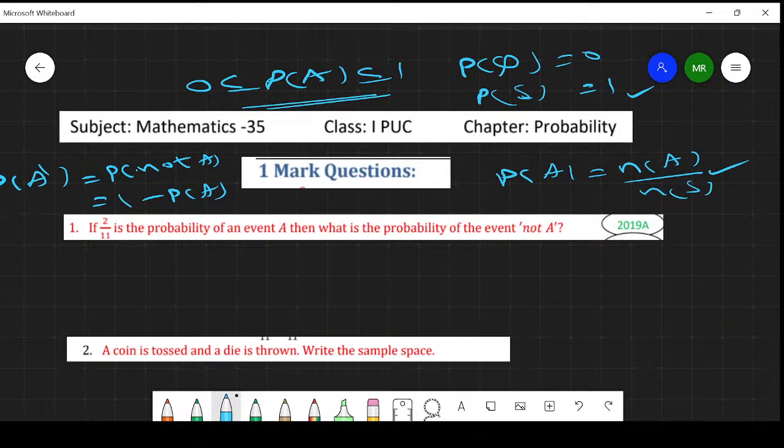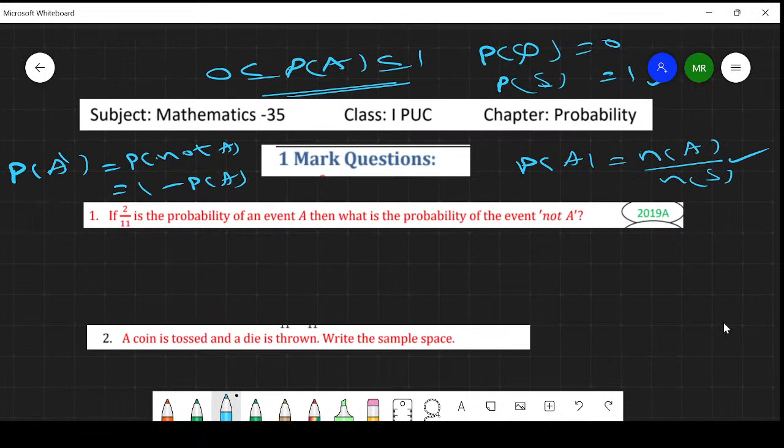Remember, these are the basic things I have given here. I hope you understood. I have explained only basic things here. Please follow the class. Just remember these basics. Probability of an impossible event will be 0. Probability of a sure event will be 1. So P of A dash will be 1 minus P of A, and P of A equal to n of A by n of S.